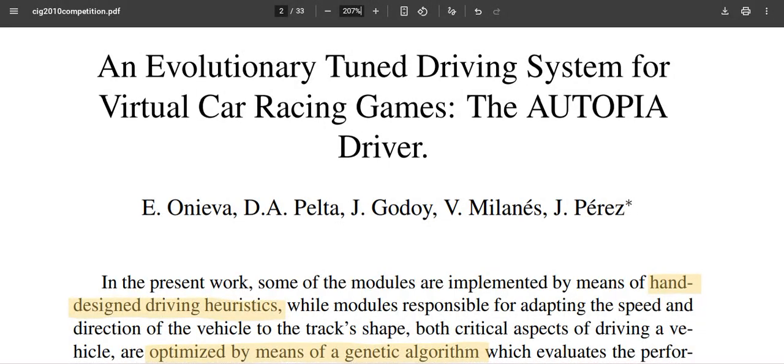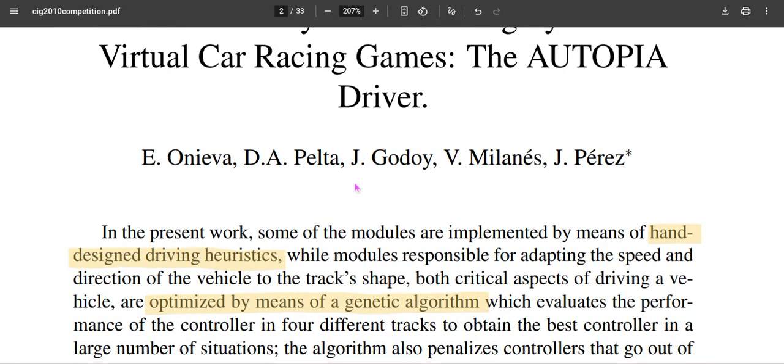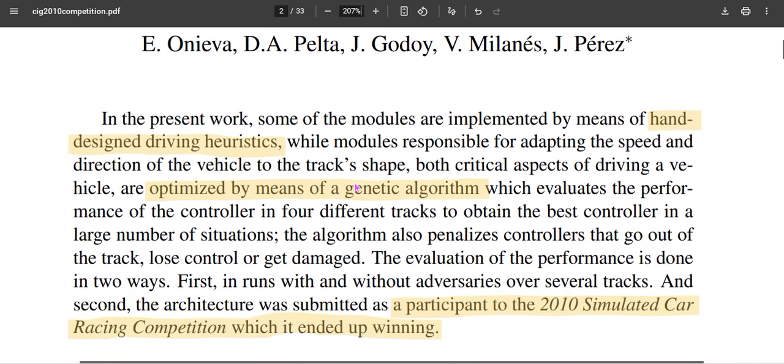Hi all. This video is about a paper titled An Evolutionary Tuned Driving System for Virtual Car Racing Games, the Autopia Driver. What this paper is about is implementing a car racing driver by means of hand-designed driving heuristics, but some of the features designed for this car racing driver are optimized by means of a genetic algorithm.